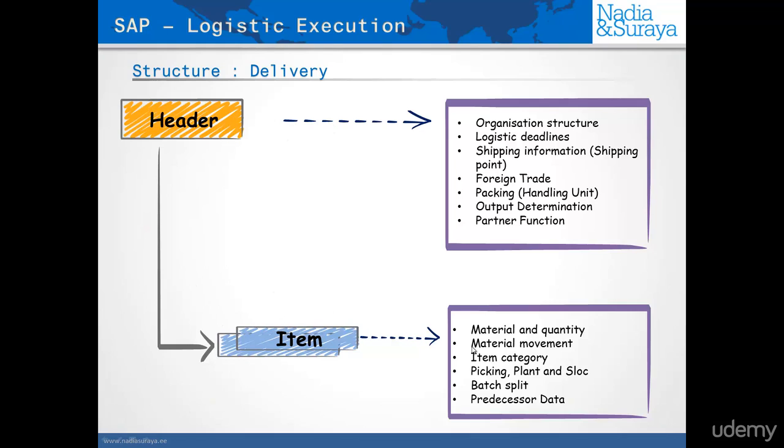And partner functions. On the item level, we have the material and quantity, the material movements that we saw before, the item category of the item, obviously, picking, packing, and storage location, batch split, if there were any, and the predecessor data, i.e. the sales order or the purchase order that the delivery was created with reference from. So that in all is how we create the delivery and the general structure of the delivery.